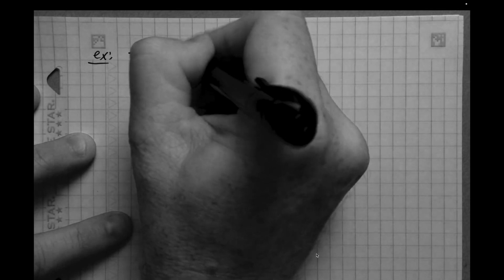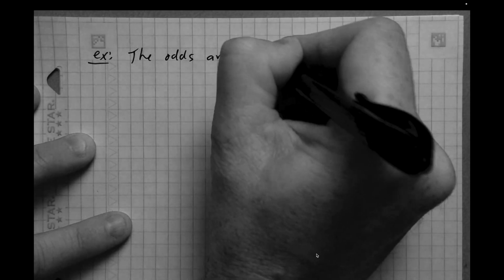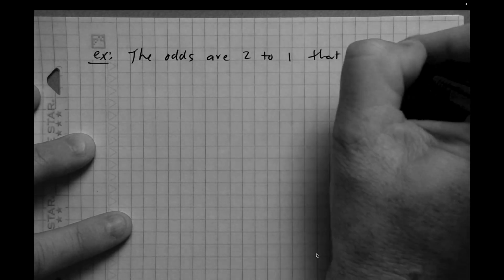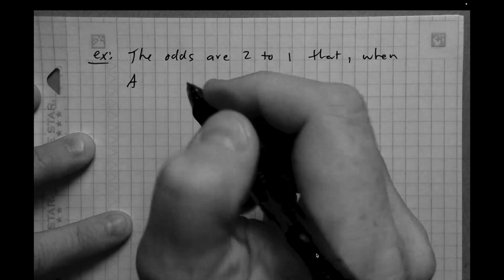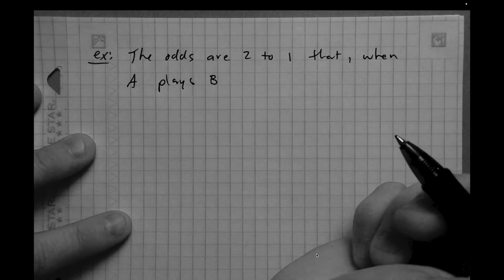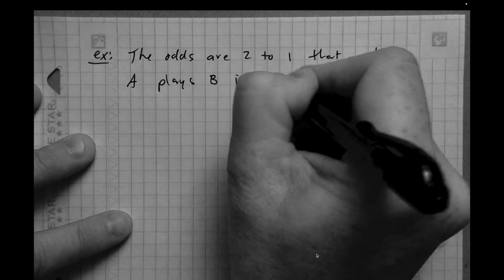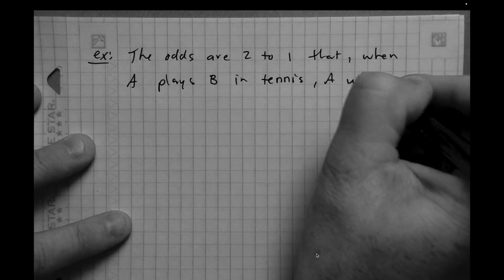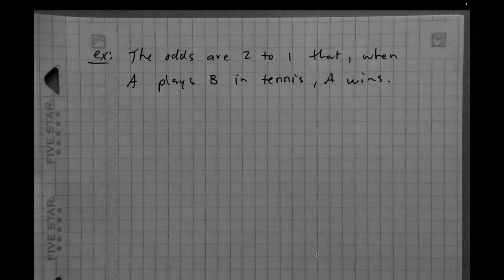And so this example says the odds are 2 to 1 that when A plays B, so tennis players named A and B in tennis, A wins. Okay, so the odds are 2 to 1 that when A plays B in tennis, A wins.